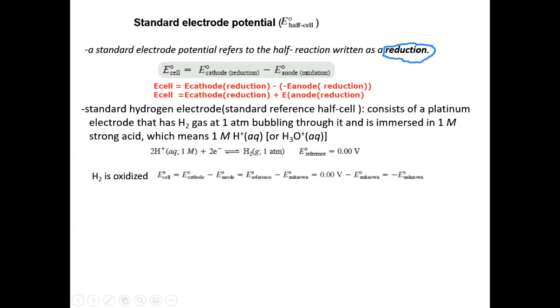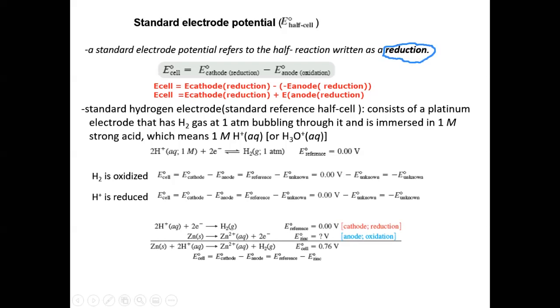So if hydrogen is oxidized, then the E of cell equals E of cathode minus E of anode, which equals the E of reference minus E of unknown, which is 0 minus E of unknown, and we get the negative of the reduction potential of the unknown solution. If H plus is reduced, again, since the E of reference is 0, any electrical voltage measured is going to be due to the other species, and that's how we determine the reduction potential.